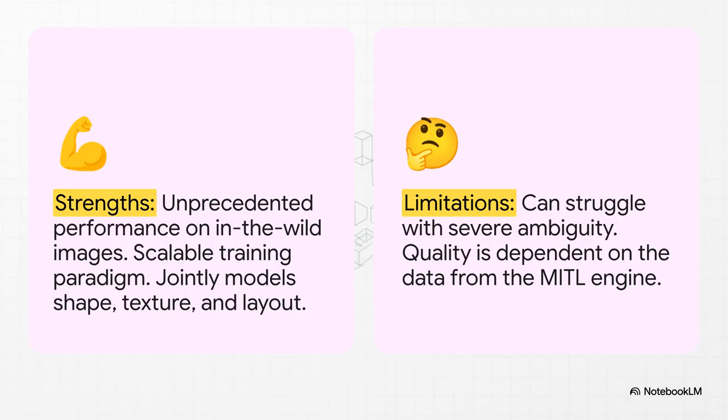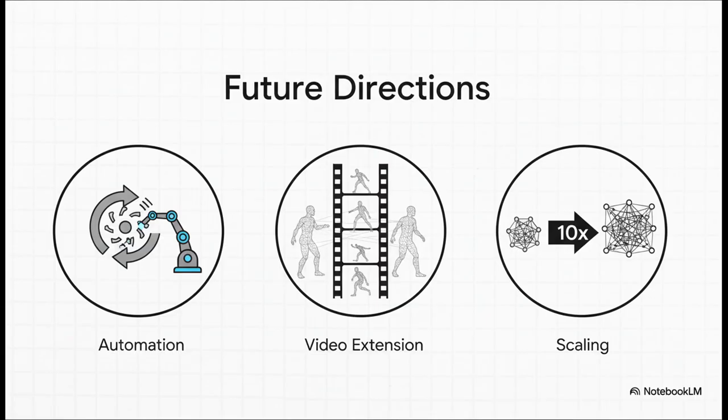On the flip side, it's still limited by a basic fact. You can't know what the back of a chair looks like if you can only see the front. So it can get confused by really weird objects or angles. And of course, it's only as good as the data its own engine produces. This paper just blows the doors wide open for future research, and it leaves us with some super exciting questions.